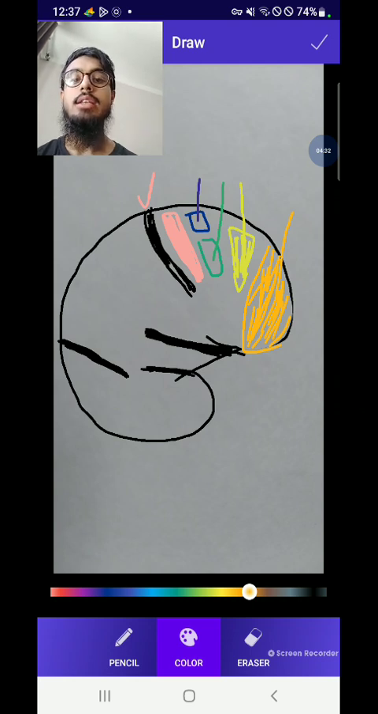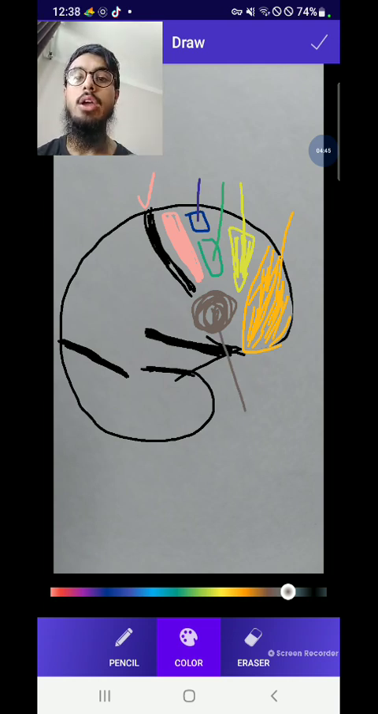There's also another area which I highlighted here. This area is the Broca area. The name of this area is the Broca area of the brain in the frontal lobe. So these are the parts of the frontal lobe according to functional anatomy. Now I tell you a little bit about their functions.